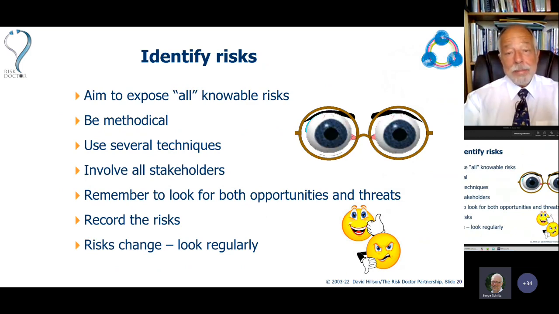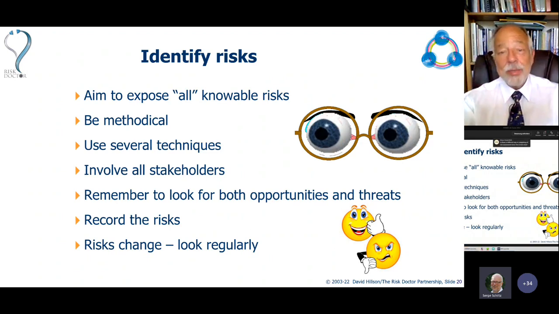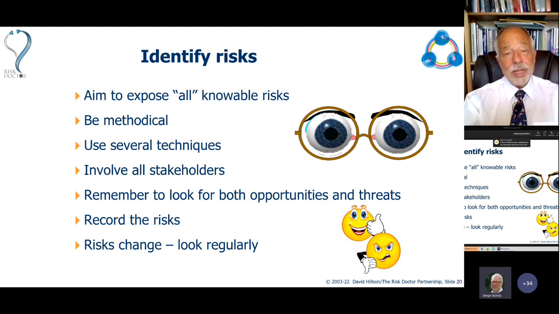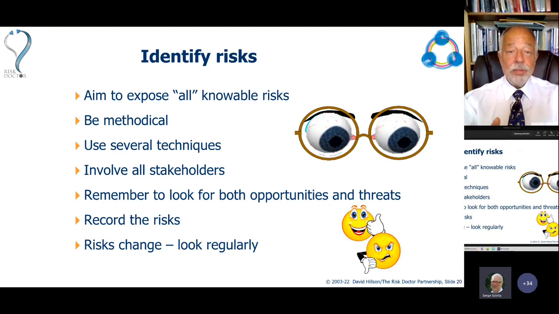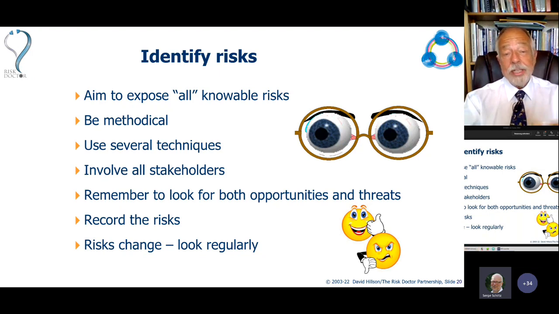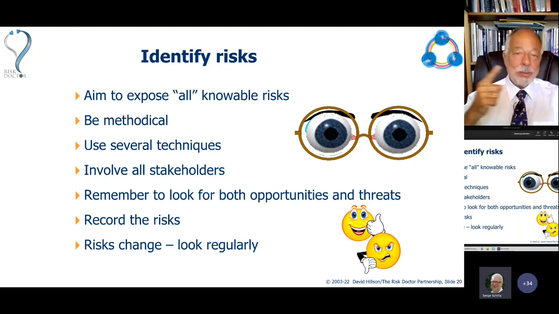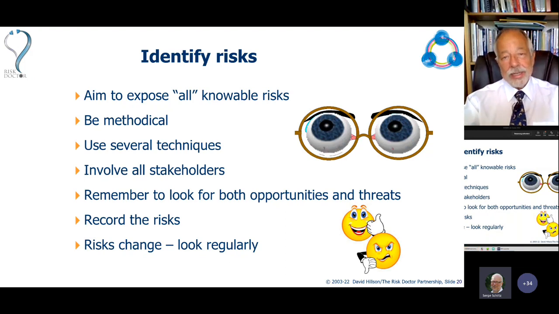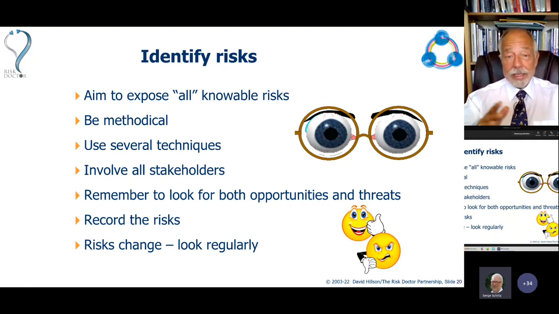In terms of risk identification, there are many different techniques available to us. The aim is to try and expose as many risks as we can. We'll never expose them all, but we want to know all of the knowable risks. We don't want to miss any risk that we could have discovered. And to do that, we need to be methodical and structured, using several different techniques. No one technique will find them all, involving all of our stakeholders, looking for both upside and downside risk, of course, writing them down and coming back and looking again to see what's changed later on in our project. And the frequency of the repeat cycle could be weekly, it could be monthly, it could be longer than that, depending on the context and the nature of our project.